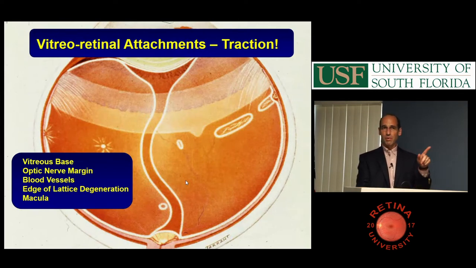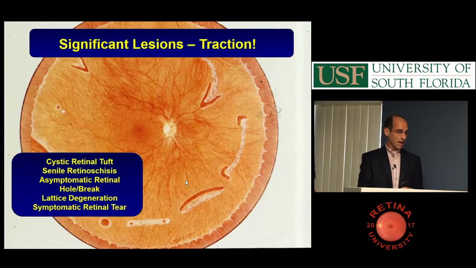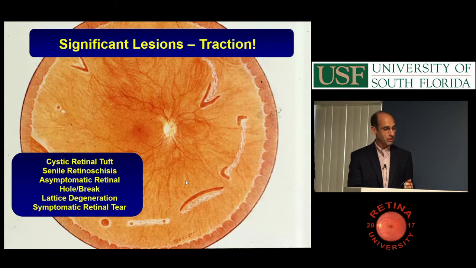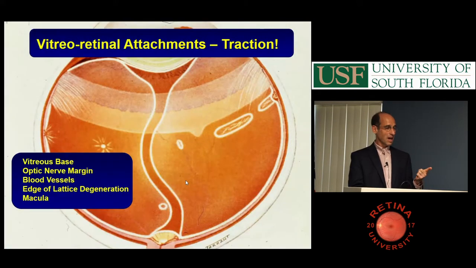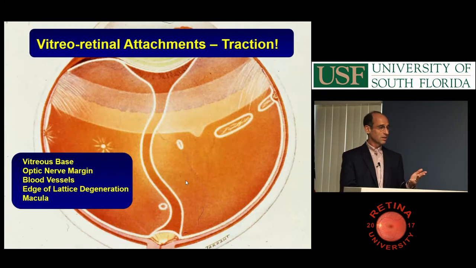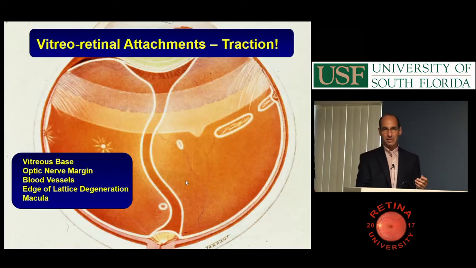So that's why it's so important if you have a complicated detachment with traction that you have to relieve all the traction before you get it detached. And that's why macular holes don't cause retinal detachments, because there's no traction there. So vitreoretinal traction is a big deal. The vitreous is normally attached, and I believe you need to know this too, at the vitreous base, the optic nerve margin, blood vessels, and the macula. And then if there's lattice degeneration, it's attached there. So those are your typical vitreoretinal attachments.